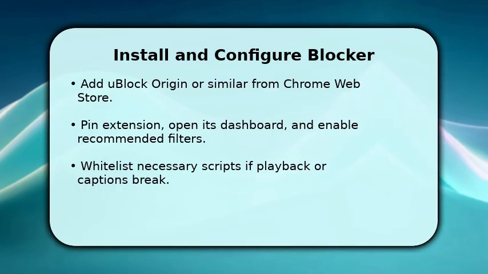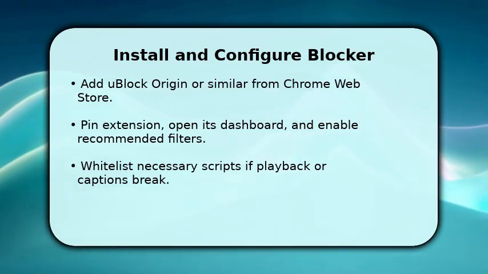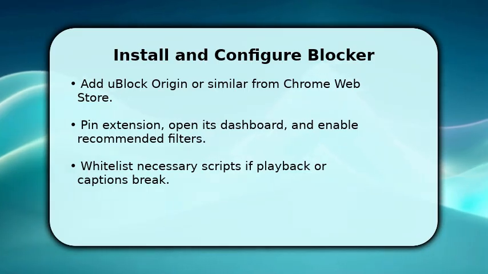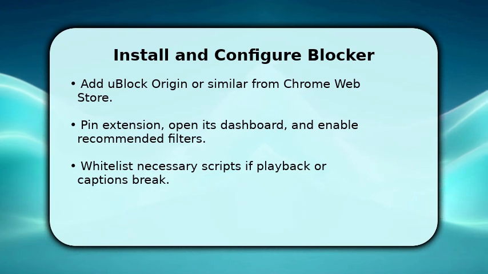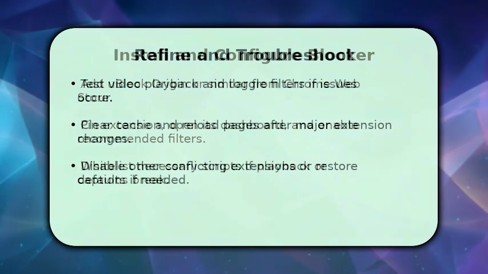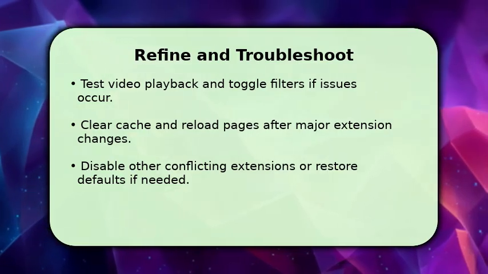Adjust Element Picker for aggressive blocking if needed, but make sure to whitelist the YouTube domain if captions, playback, or recommendations misbehave. This balance keeps ads out while preserving essential site functions and a smooth viewing experience. You finish by testing YouTube in several tabs and profiles to confirm ads are gone.